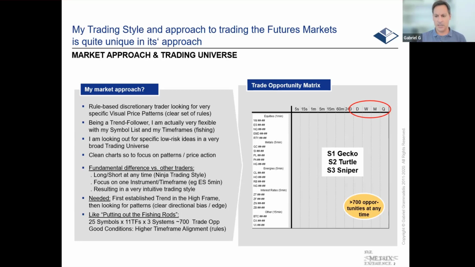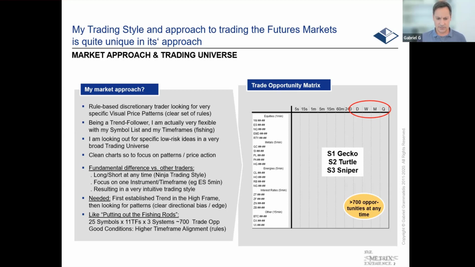I have a different opinion, right? I think we should be flexible with symbols and with time frames, and then we specialize on the pattern. Now, if you don't do that, well, the ninja trading style results in a very intuitive trading style, because looking at the ES chart of a 5-minute time frame, well, you don't get patterns coming up a lot, right? So you actually want to be flexible, long and short, and you want to have a selection of many systems and have a very intuitive trading style. Otherwise, you don't get the opportunities, right?